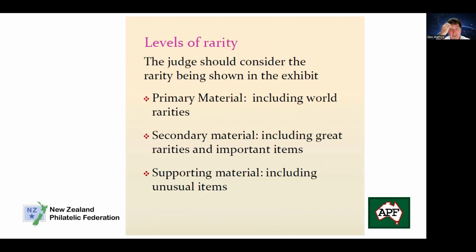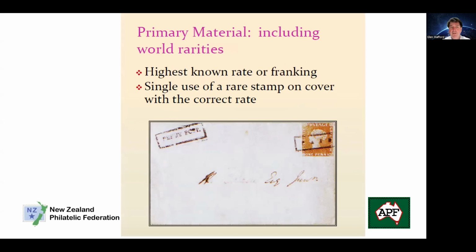Okay, levels of rarity. So the judge can consider that there's primary material, which includes world rarities. There's secondary material, which includes great rarities and important items, and supporting material, which includes the unusual, something you've discovered, and that could be a plate flaw or a die flaw on the die proof or something like this, where people haven't discovered things. So there's a whole range of areas to look at rarity.